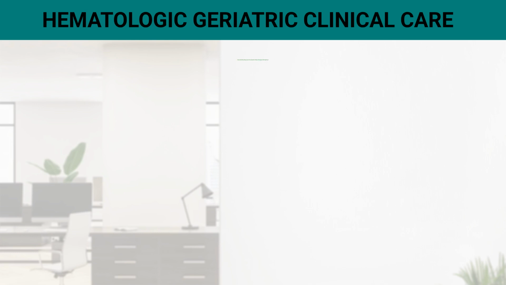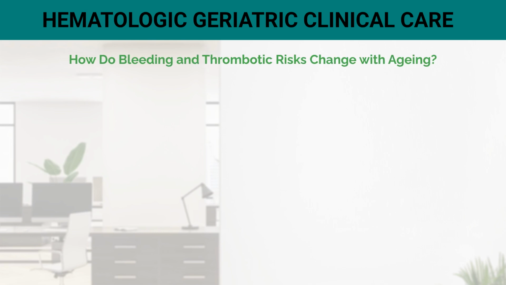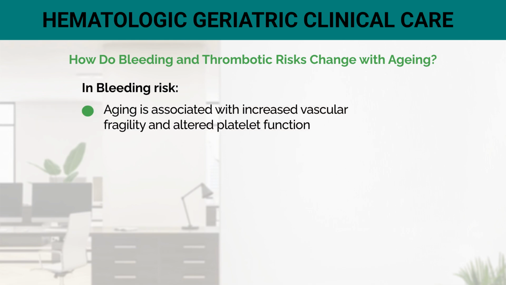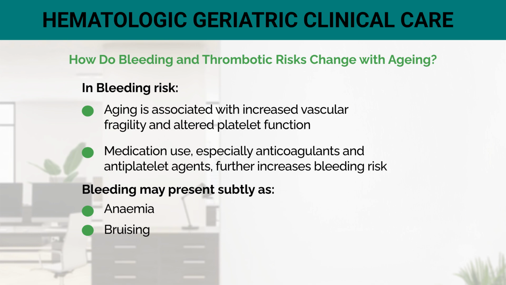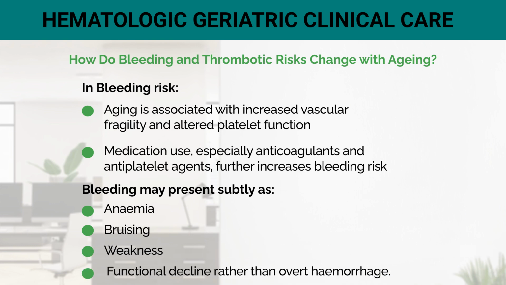Next is how bleeding and thrombotic risks change with aging. In bleeding risk, aging is associated with increased vascular fragility and altered platelet function. Medication use, especially anticoagulants and antiplatelet agents, further increases bleeding risk. Bleeding may present subtly as anemia, bruising, weakness, or functional decline rather than overt hemorrhage.